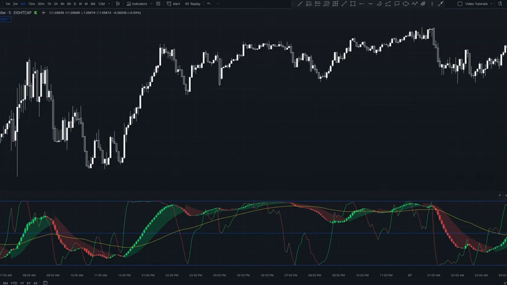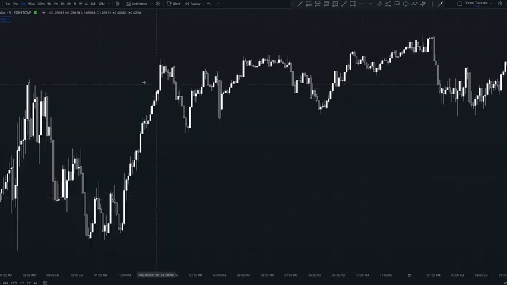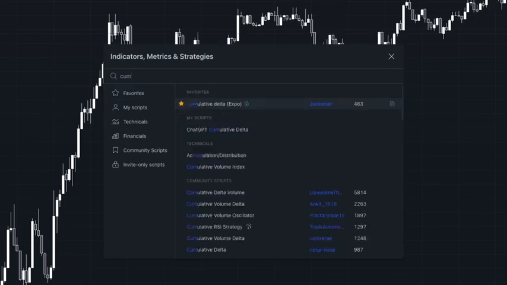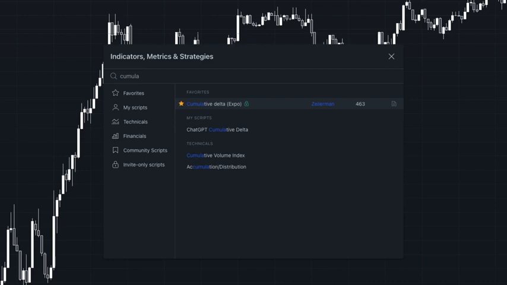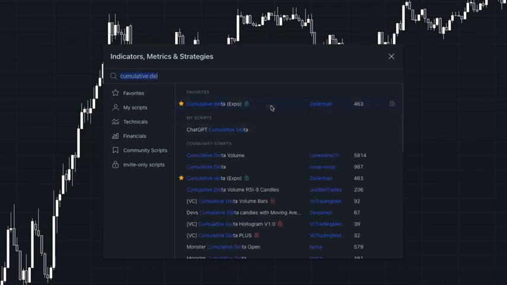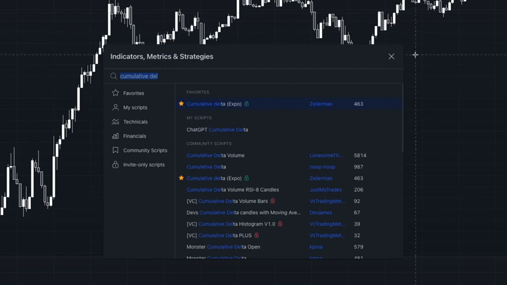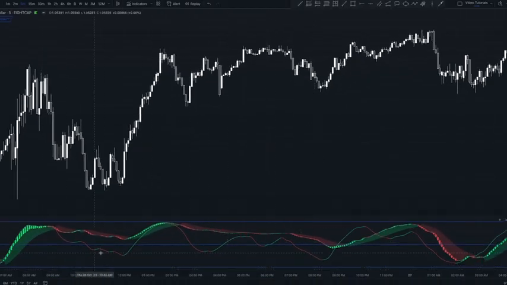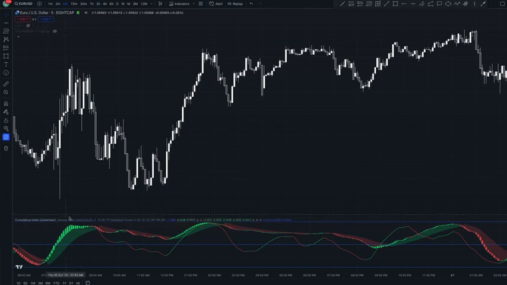I'm going to remove the indicator from my screen and re-add it from scratch. So I'm going to search for the Cumulative Delta Expo. And after I add that to my chart, you'll notice that the lines are fairly smoothed out here, but what I like to do is change the settings a little bit.